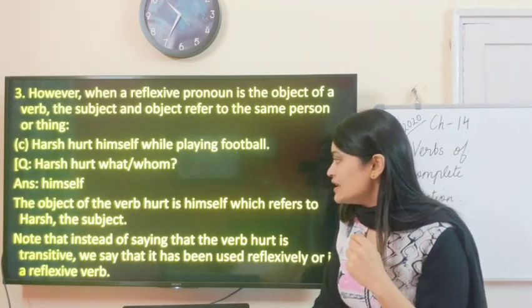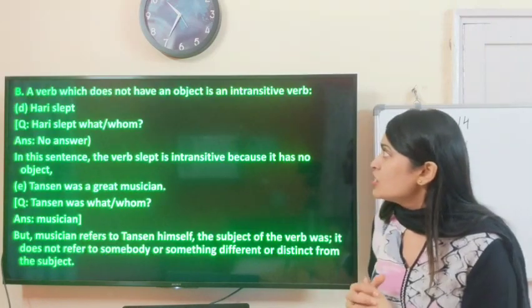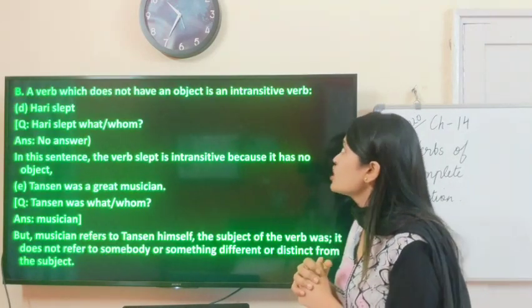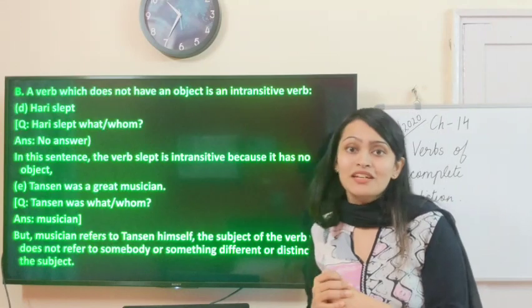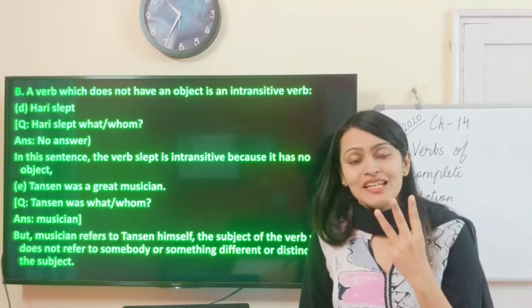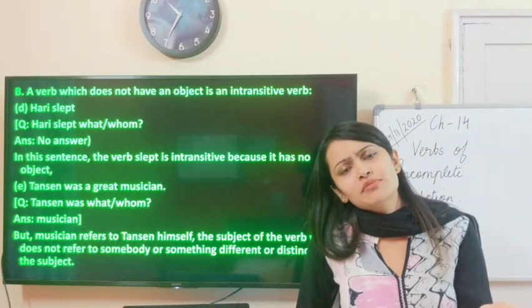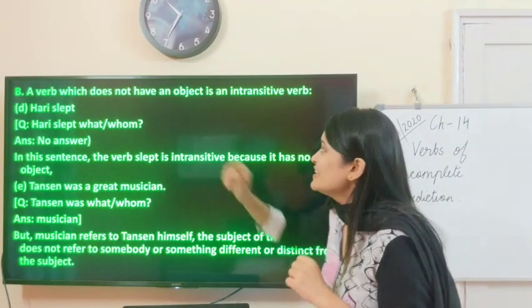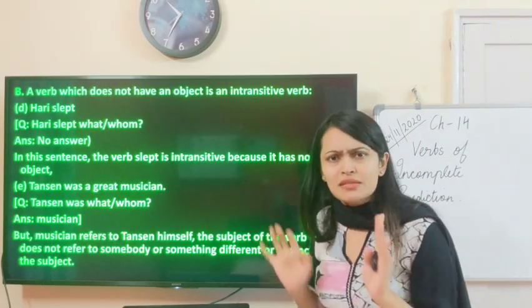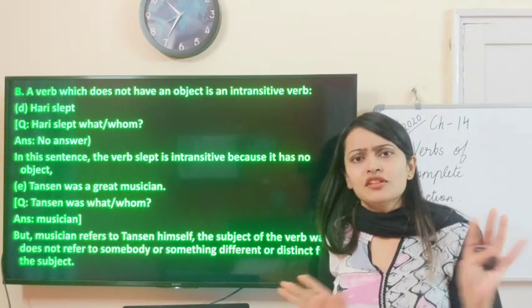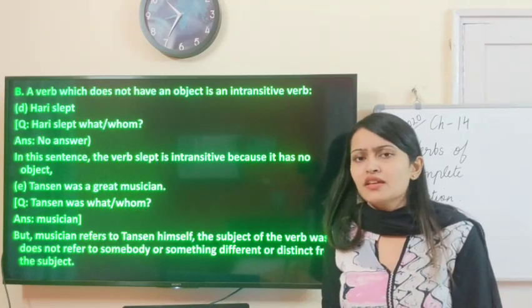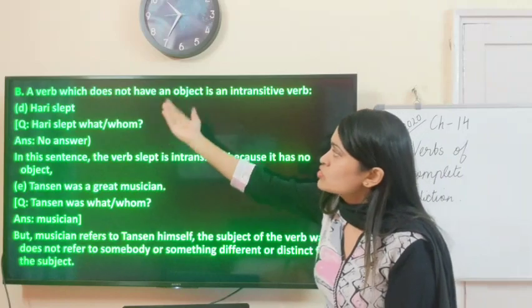Okay, let's see the next example. A verb which does not have an object is an intransitive verb. This is the third type. Children, an intransitive verb is one where there is no object. How can there be a sentence with no object? Let's see. Hari slept. Is it making sense? Hari slept. That is complete sense. There is nothing else required, and there is no object also.